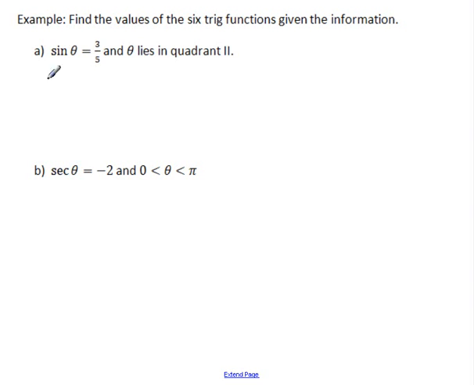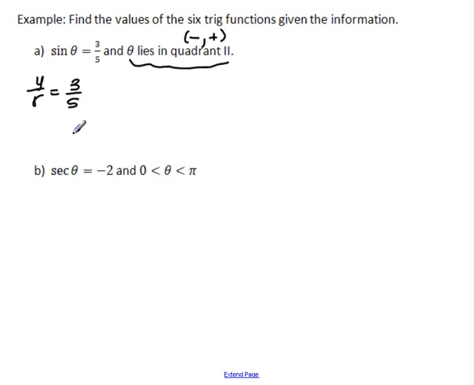It's y over r. So we know that y over r is equal to 3 over 5. Now, why are we told the information about the angle? Well, knowing where the angle lies tells us what the signs of x and y are. So if theta is in quadrant 2, that tells us that we're going to have a negative for our x value and a positive for the y value.